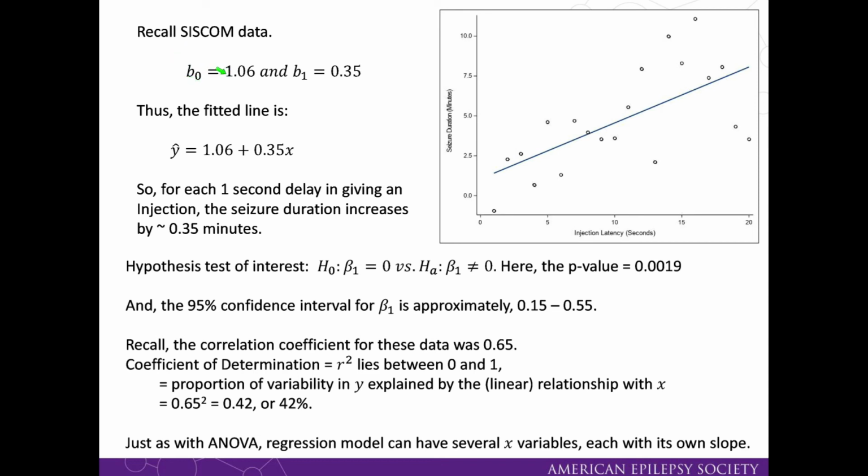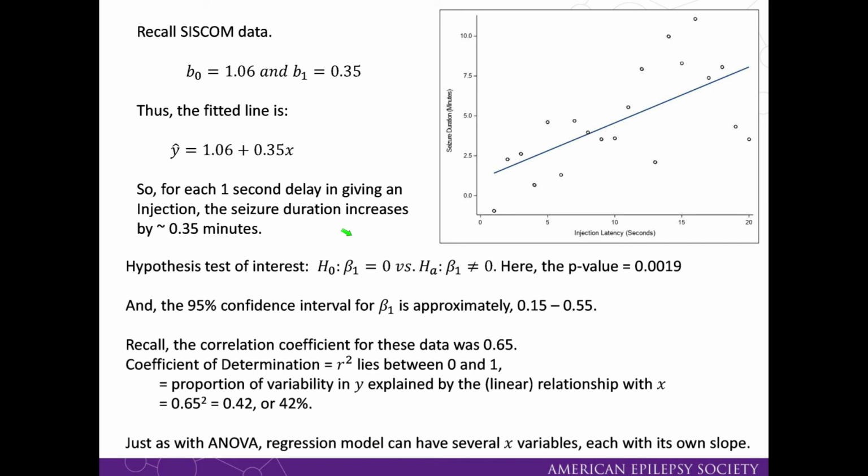Okay, it turns out that beta 0 is 1.06 and B1 is 0.35. The fitted line, therefore, is 1.06 plus 0.35x. What does that mean? It means for each 1 second delay in giving the injection, the seizure duration increases by approximately 0.35 minutes. Notice the units I'm working with here.